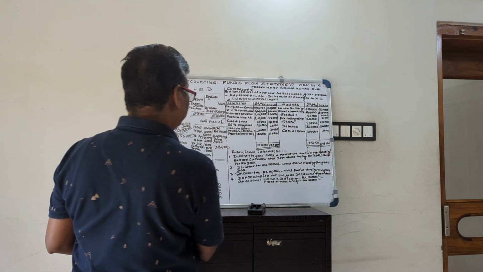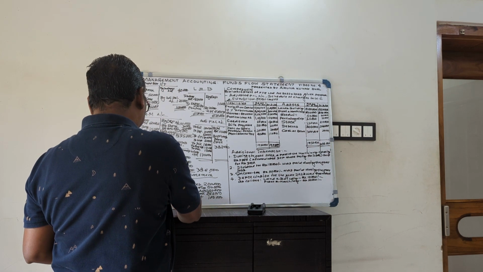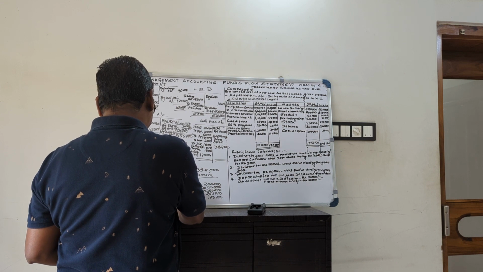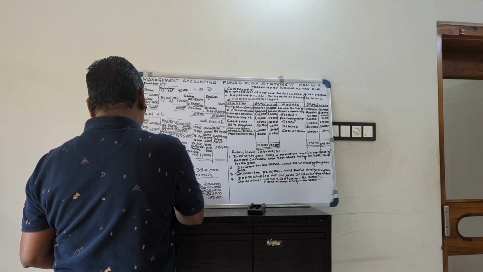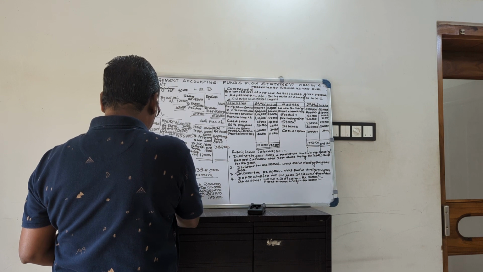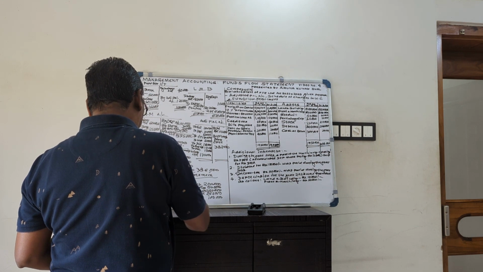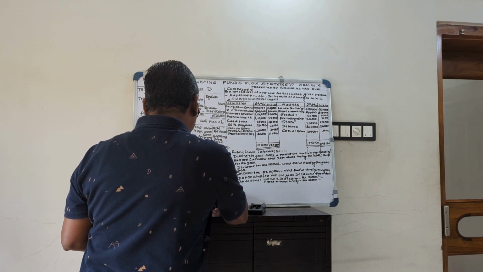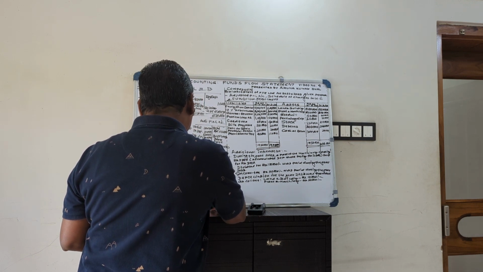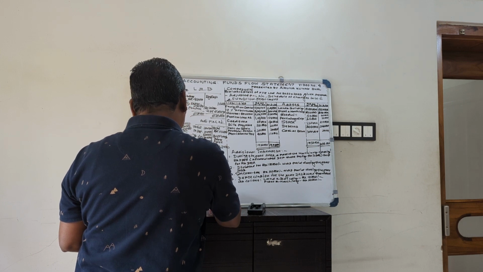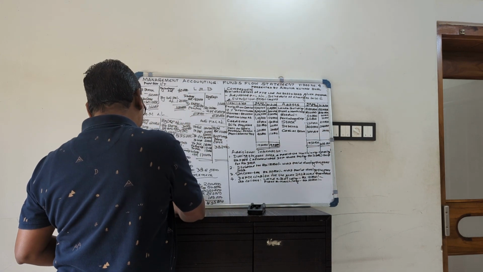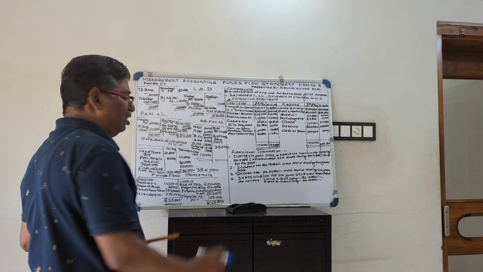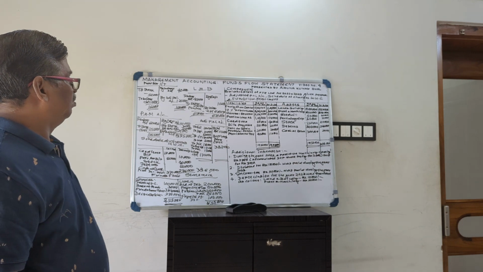Then we will total both sides. It is 8,55,000 here, and 8,55,000 on the other side. So both side totals are 8,55,000. So there is accuracy in solving this problem.